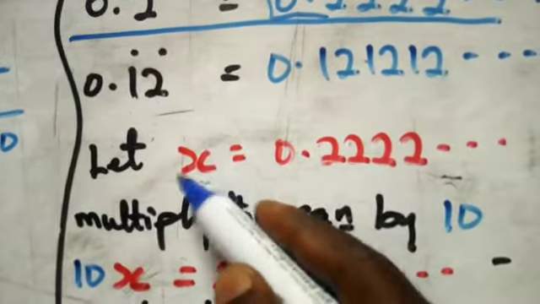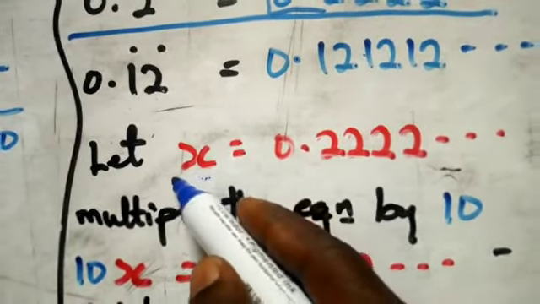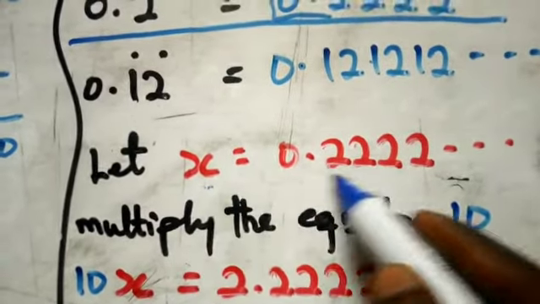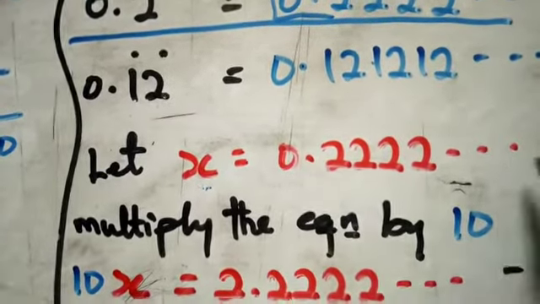So let the x, I'm using the x. You can use any variable. There's no restriction in this one, so you can just go for any letter. So here in this case I'm using x. So let x be equal to what I want to convert, which is 0.22222 and so on and so forth.